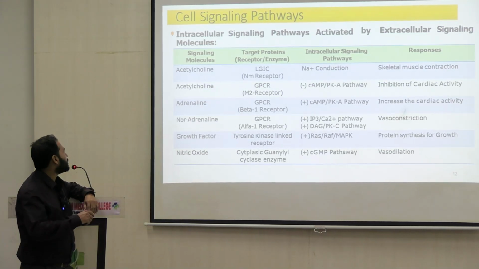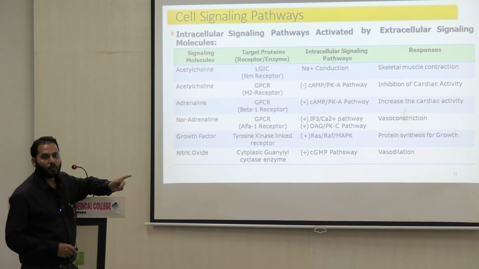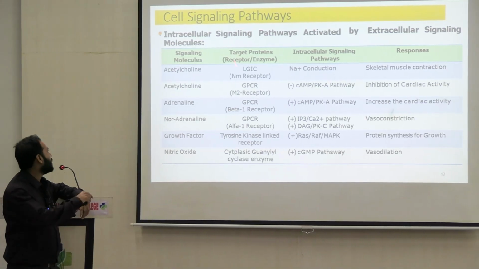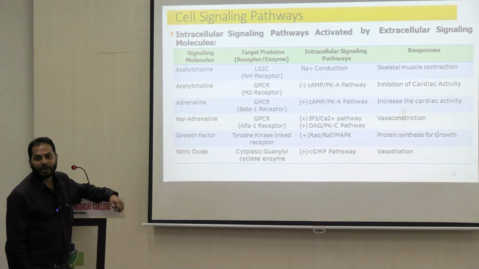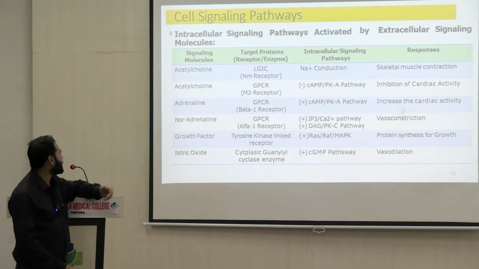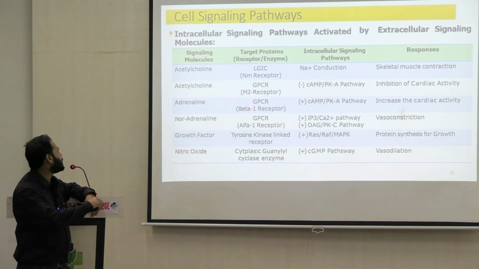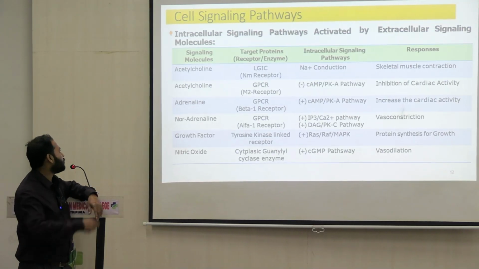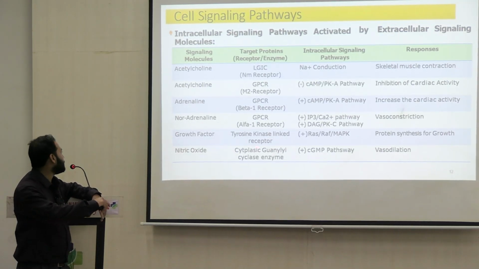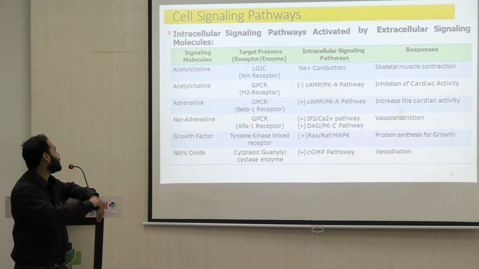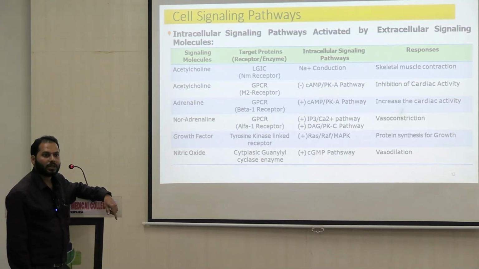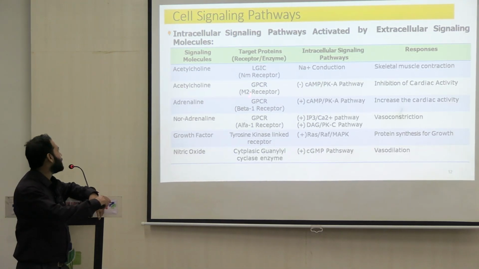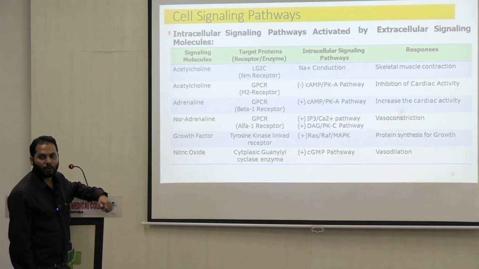Now, for these signaling molecules, there are specific receptors or target proteins. What are these target proteins? As I've already mentioned some of these. For acetylcholine, the receptor is the ligand-gated ion channel receptor. Similarly, for adrenaline hormones, the receptor is the G protein coupled receptor. Clear? Like another one, growth factors. For this, the specific receptor is the tyrosine kinase linked receptor. It means for every different type of signaling molecule, there is a specific type of target protein or receptor protein.